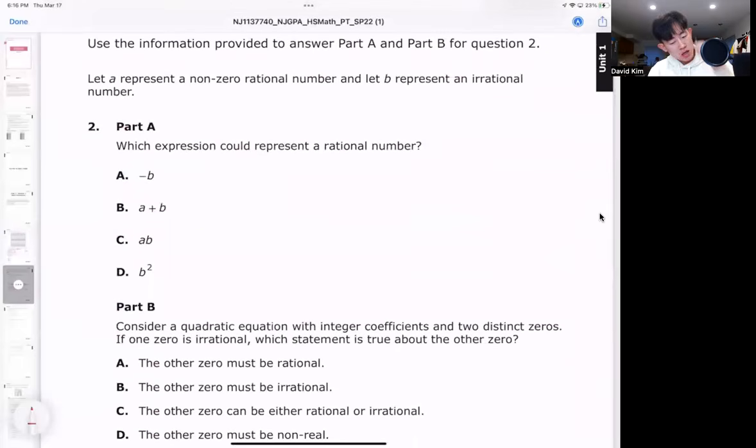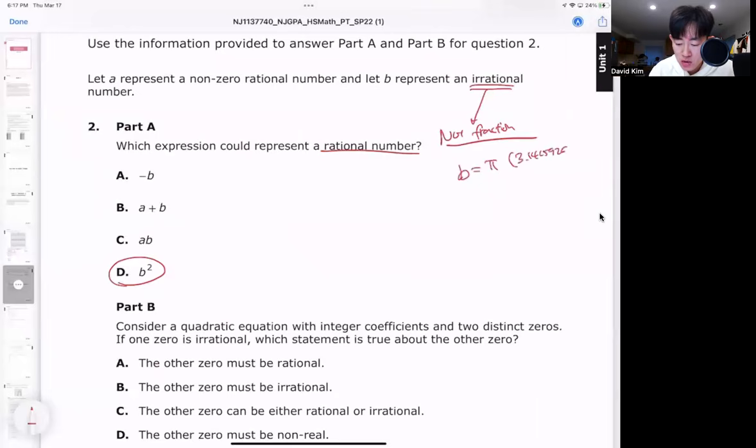Let A represent a non-zero rational number and let B represent an irrational number. Which of the following could represent a rational number? The correct answer here was D. I'm going to swiftly go over this because when we say an irrational number, I want you to think of numbers that are actually not a fraction. That is what it means to be an irrational number. So let's say B is equal to pi, 3.1415926, and so on. There's no way you can replace that with a fraction to represent what pi is going to be.